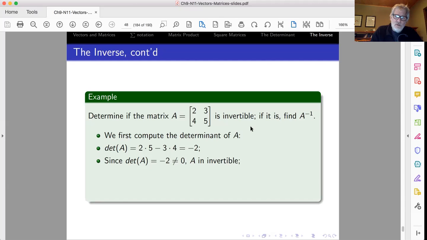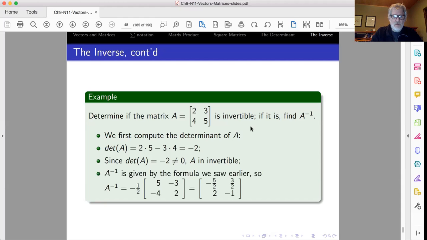Now the last result we just saw tells us, what is this inverse? How do you compute it? We have a formula for it. So it's 1 over minus 2 times a certain 2 by 2 matrix that we saw earlier, okay? So I just replace the values, and this is what I get.